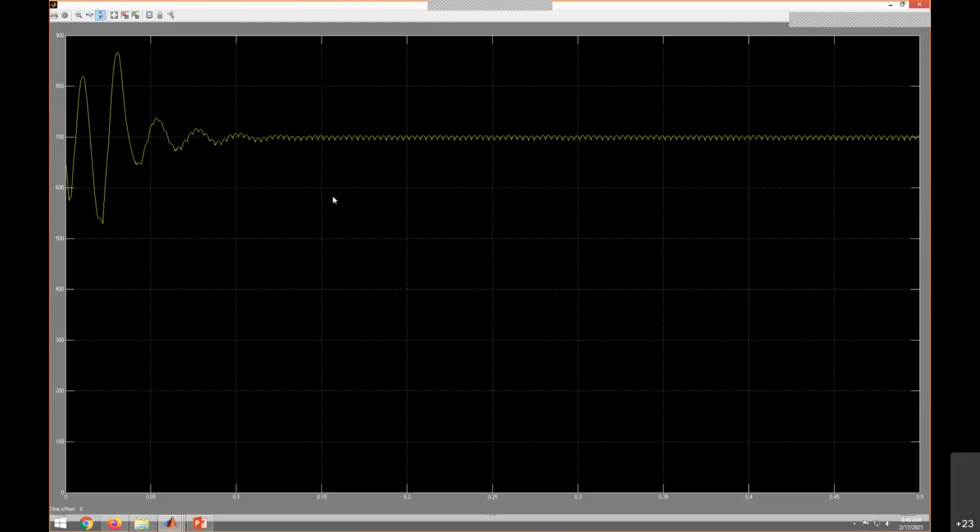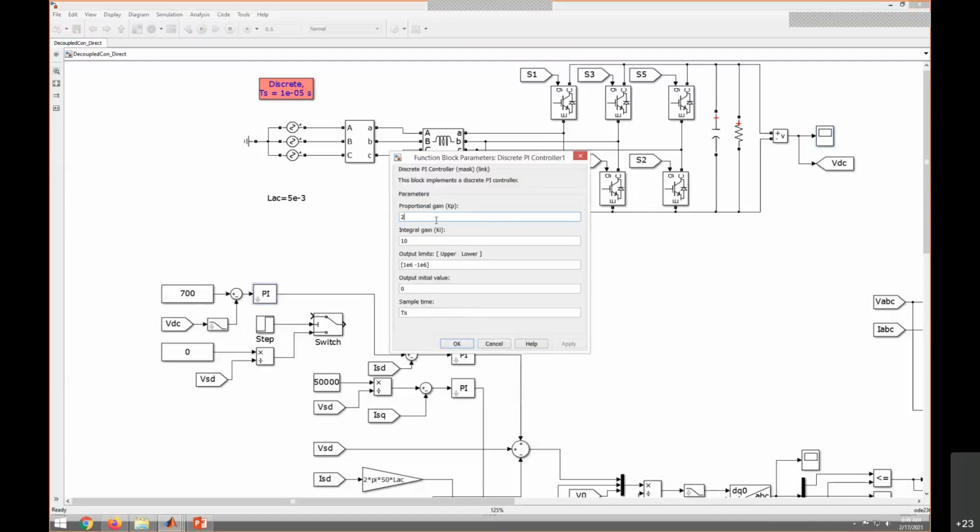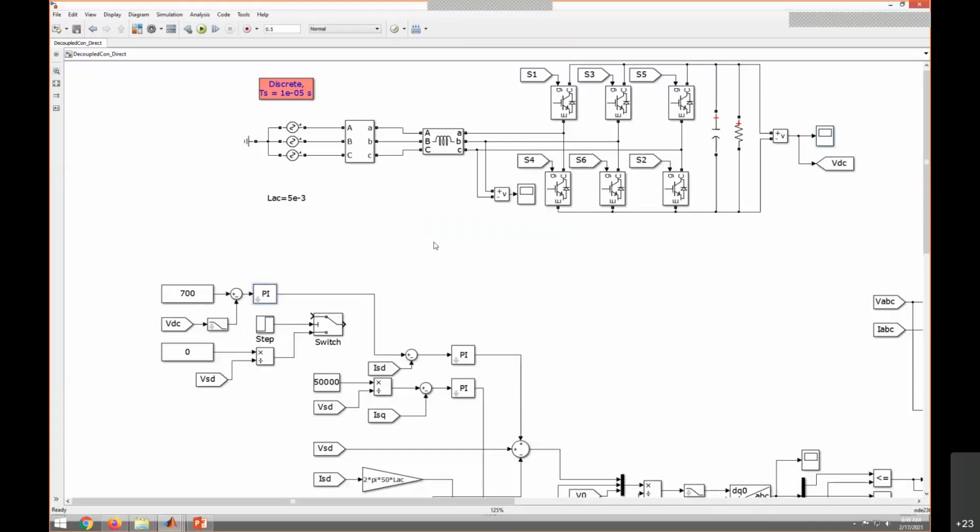So now it is improved a bit, right? When compared to the previous one, it is improved a bit. Still some peak overshoots are there, so we can reduce that. Maybe you can keep it with 1 and you can increase this. So 1 and 15.